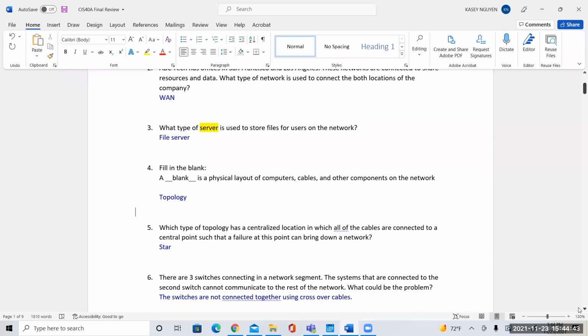For number 5, which type of topology has a centralized location in which all of the cables are connected at the central point, such that a failure at this point can bring down the network? That will be a star. And make sure we know our topologies: bus, star, mesh, ring, and hybrid.